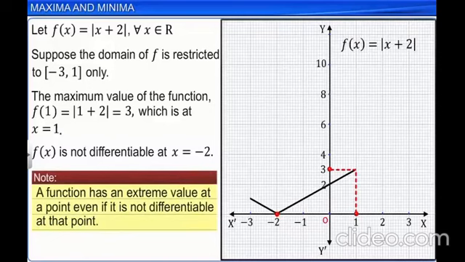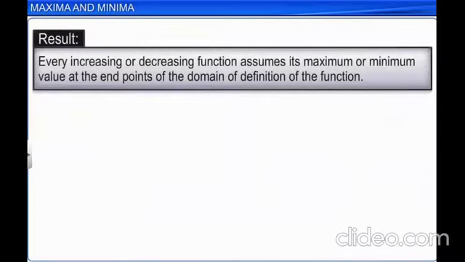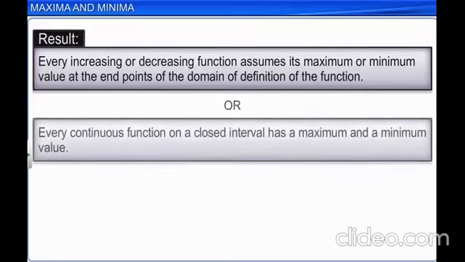In both the examples discussed, we saw that if we restrict the domain of the function to some closed interval, then the maximum and the minimum values of the functions exist. This discussion leads us to a result which states that every increasing or decreasing function assumes its maximum or minimum value at the endpoints of the domain of definition of the function. More generally, it can be stated that every continuous function on a closed interval has a maximum and a minimum value.